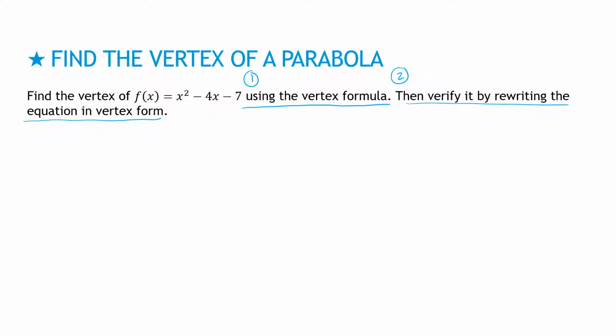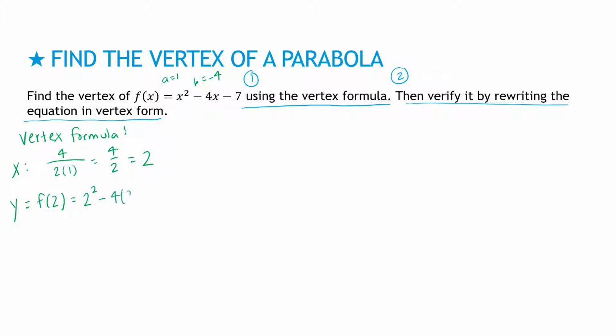So again, to begin, I'm going to use the vertex formula. And that means to find x, I'm going to take the opposite of b. So b is negative 4. The opposite of that is 4, over 2a. A is 1, so 2 times 1. 4 divided by 2 is 2. And y just says, hey, plug 2 back into your function. 2 squared minus 4 times 2 minus 7 is 4 minus 8 minus 7, which is negative 11. So my answer, very simply, is 2, negative 11.